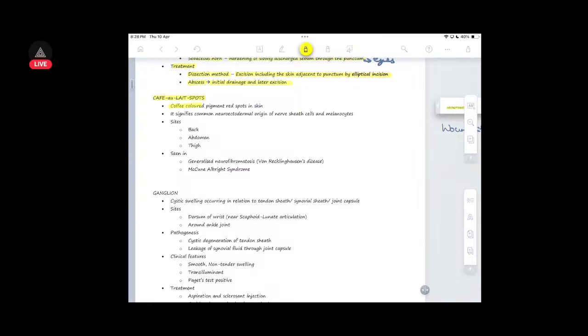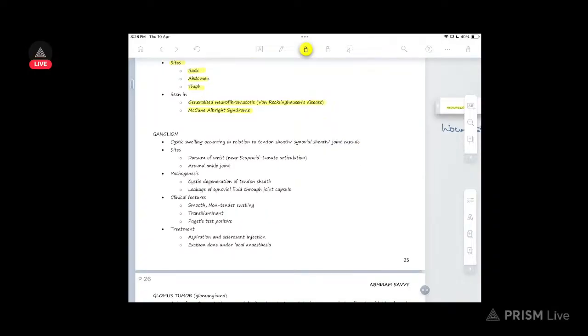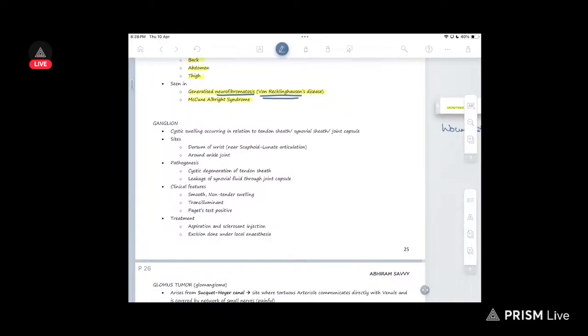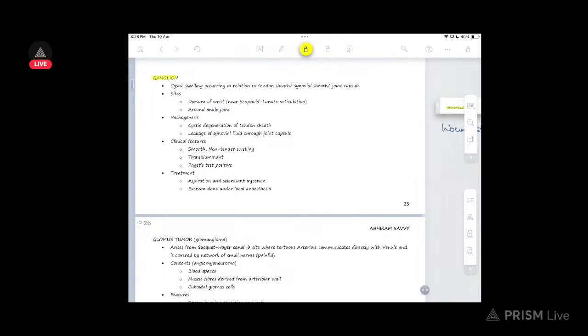Coffee-au-lait spots. These are coffee-colored red pigment spots in the skin. Common neuroectodermal origin of nerve sheath and melanocyte, located in the back, abdomen, and thigh, seen in generalized neurofibromatosis and McCune-Albright syndrome. This is one common thing which is seen in neurofibromatosis, Von Recklinghausen syndrome.